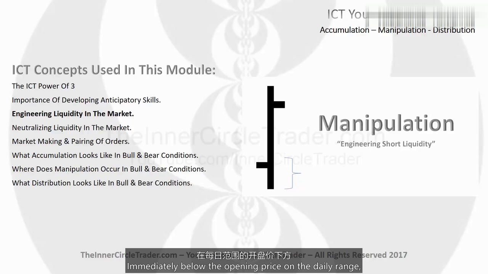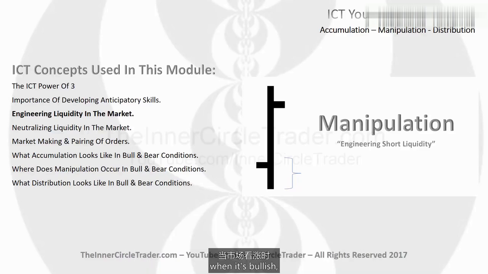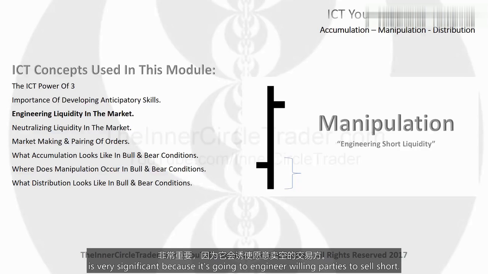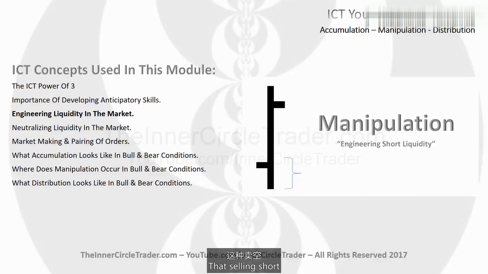Immediately below the opening price on the daily range, when it's bullish, this initial drop down is very significant because it's going to engineer willing parties to sell short. That selling short will flood the market with the counterparties to smart money wanting to buy at a deep, deep discount.